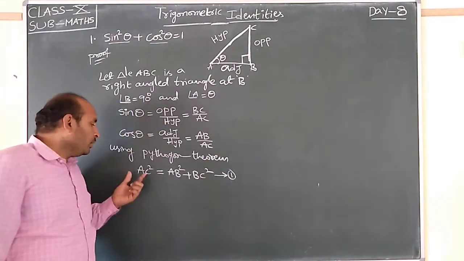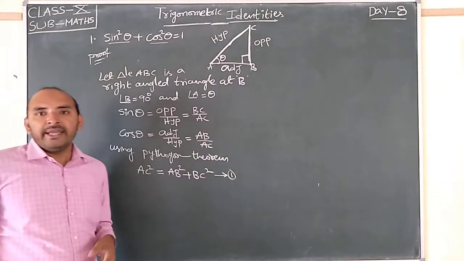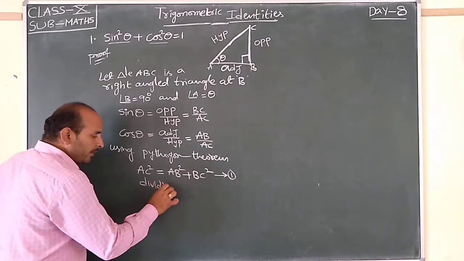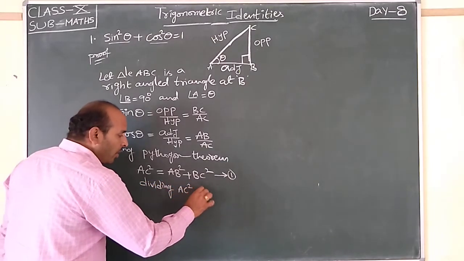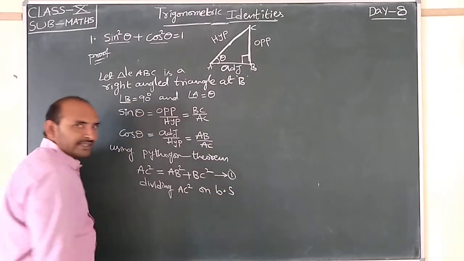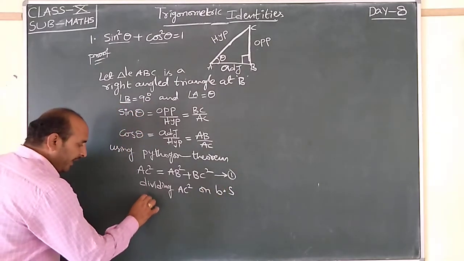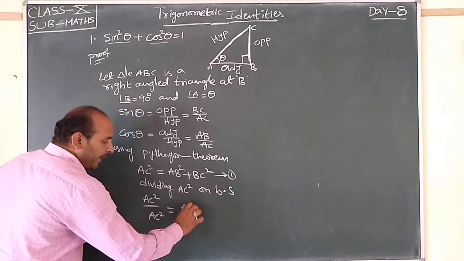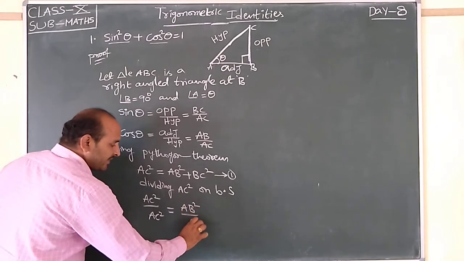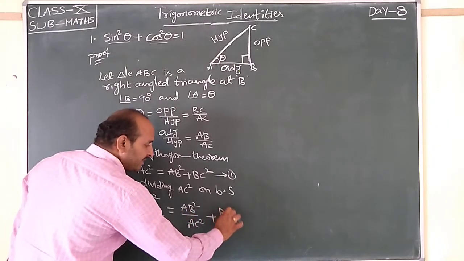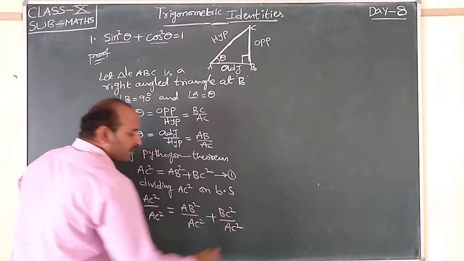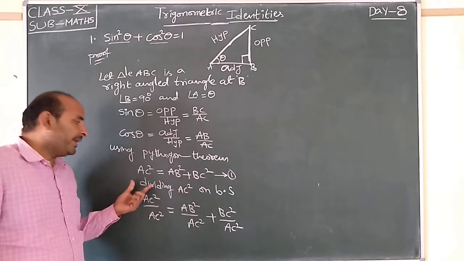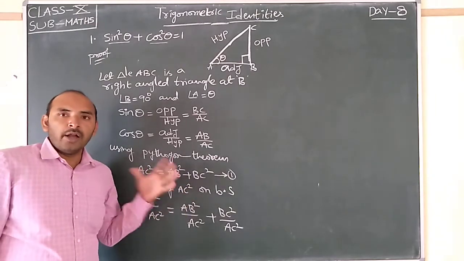In this equation, divide each term by AC square on both sides. Now AC square divided by AC square is equal to AB square divided by AC square plus BC square divided by AC square. Observe clearly, taking AC square as one value, dividing each and every term on both sides.